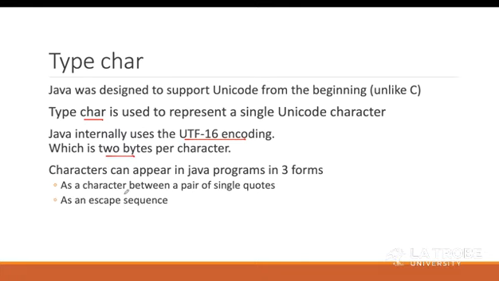Characters can appear in 3 different forms. The first form is just a character in between a single pair of quotes, just how we write it. So let's say if I want to mention character A, I just write it inside single quotes. That's the first type of how a character can appear. Second, as an escape sequence, which we'll see in the next slide. An escape sequence is when you need one more extra special symbol for another special symbol. And third, as a Unicode value. So these are the 3 forms that a character appears in a Java program.